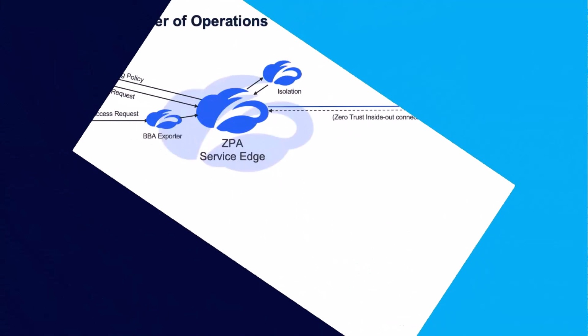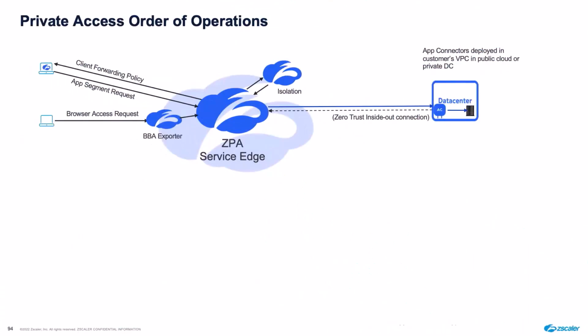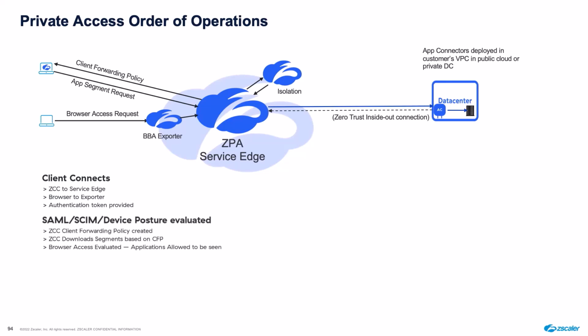Let's take a look at policy for Zscaler Private Access. It's important again to understand the order of operations, slightly different for Private Access compared to Zscaler Internet Access. It starts with the Client Connector connecting to the Service Edge. As part of that connection, the Service Edge understands, from the Zscaler Client Connector, the user credentials, or the user logging into the exporter and the authentication token being provided. The SAML, SCIM, and device posture are evaluated as part of that connection.